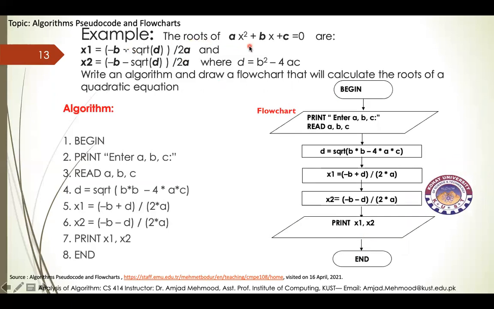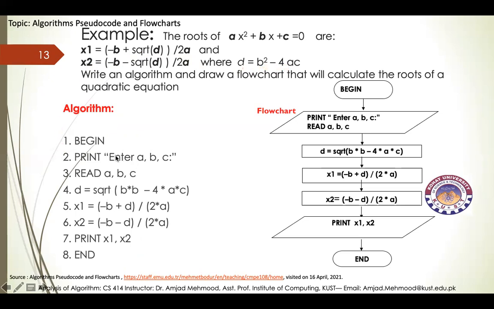Example, the roots of ax square plus bx plus c are like x1, this is minus b, because you can see here that normally we have root 2. So you can see we have two variables like x1 and x2, minus b, and this is the formula, and x2, and this is the formula, and then d is b square minus 4ac.